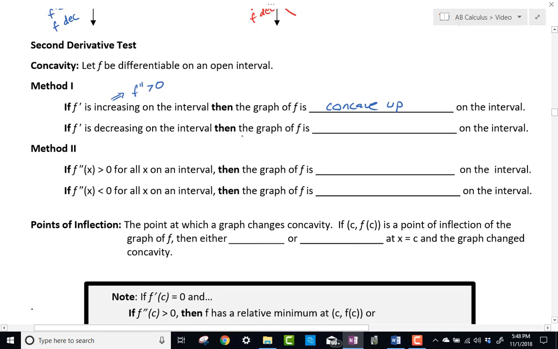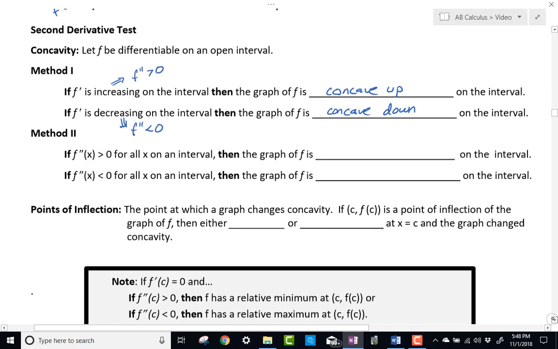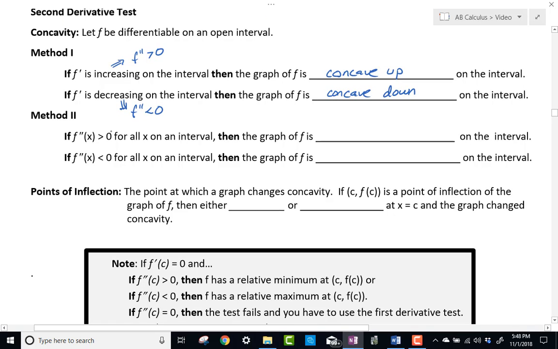Likewise, if f prime is decreasing on the interval, then the graph of f is concave down on that interval. Okay, and by saying that f prime is decreasing, what we're implying is that f double prime is less than 0, and again, that implies that f is concave down. All right, so that's one way to look at it. Now, I kind of already talked about that in the upper part, but if f double prime is greater than 0, then we know that the graph is concave up. And if f double prime is less than 0, we know the graph is concave down.